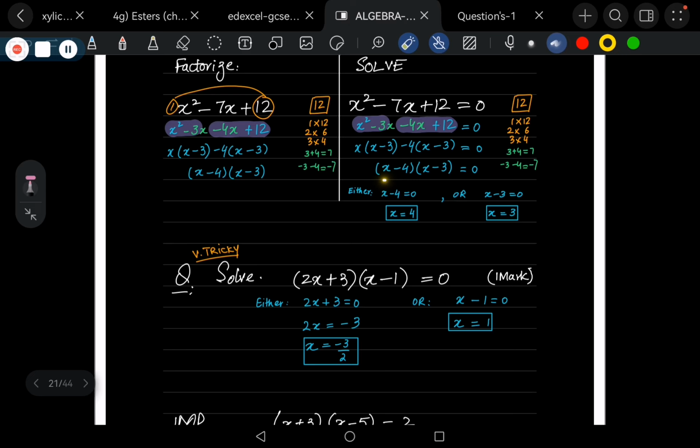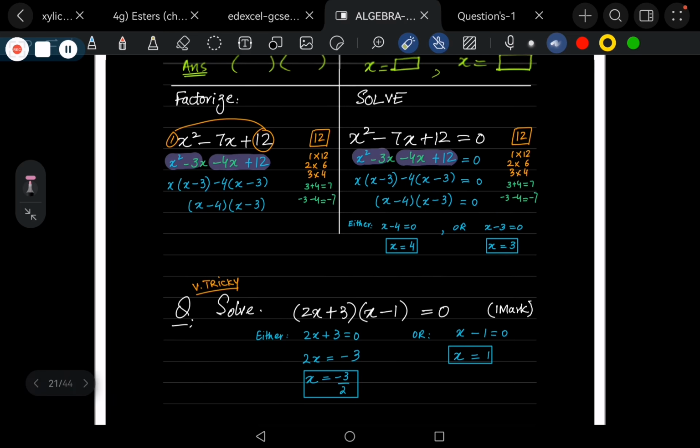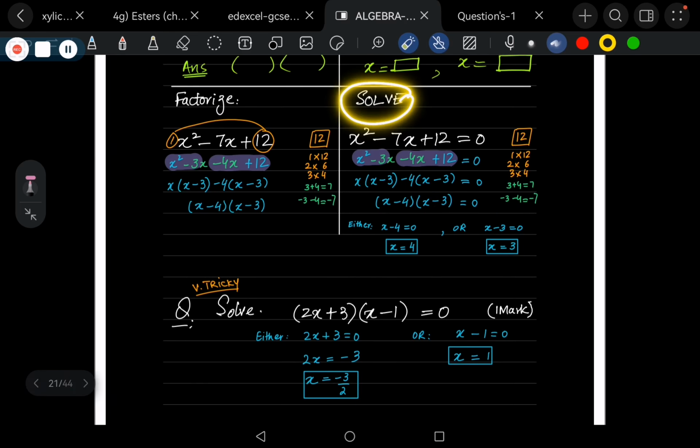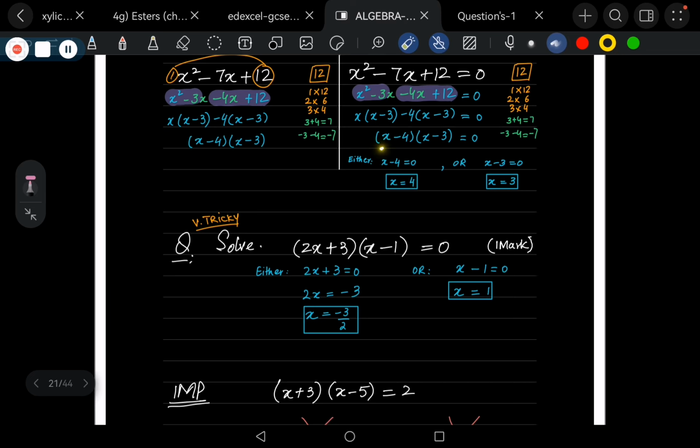So in order to solve, for each pair, that is x minus 4, one time I make it equal to 0. The second time I take the pair x minus 3 and make it equal to 0. Why? Because they are saying solve, they didn't say factorize. So in the solution, however many pairs we have, each time we should make them equal to 0.